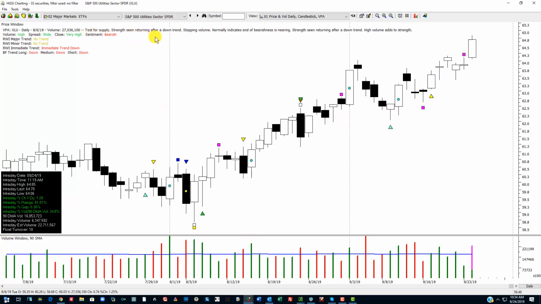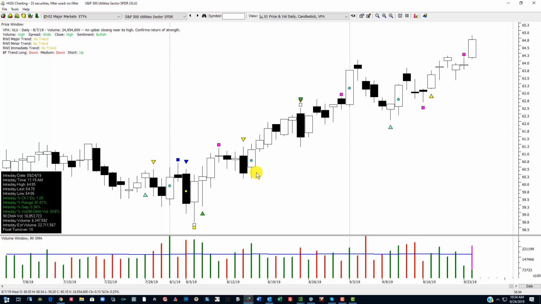Now I can go to any location on this chart, click on a candle, and it gives me the VPA flags, if there is a VPA flag that is being generated. And on this date right here, test for supply, strength seen returning after a downtrend, stopping volume, that was the low of this pullback. And then here was a confirmation, and that bar closing near the high confirms the return of strength. So obviously that would have been the place to get in.